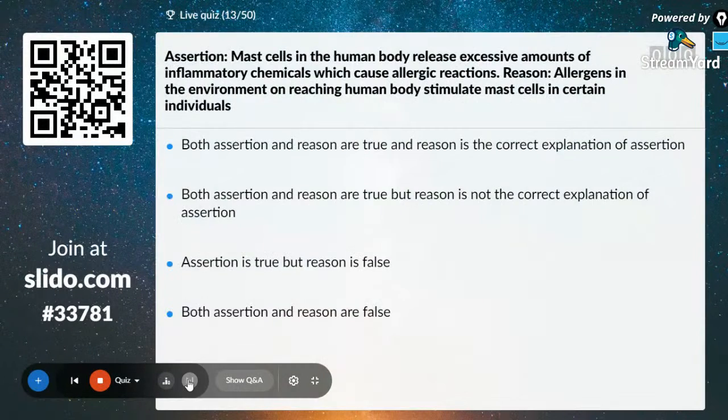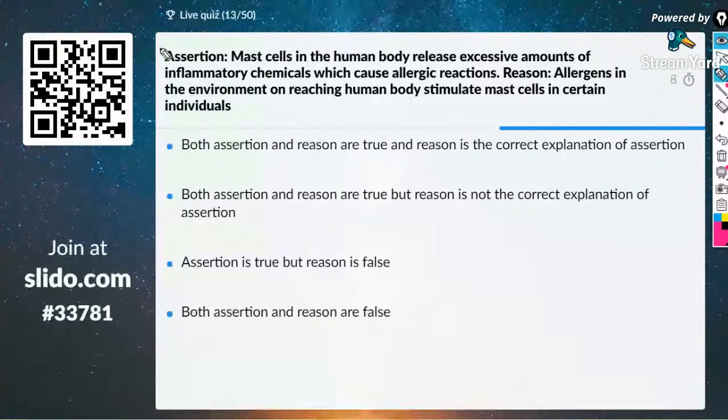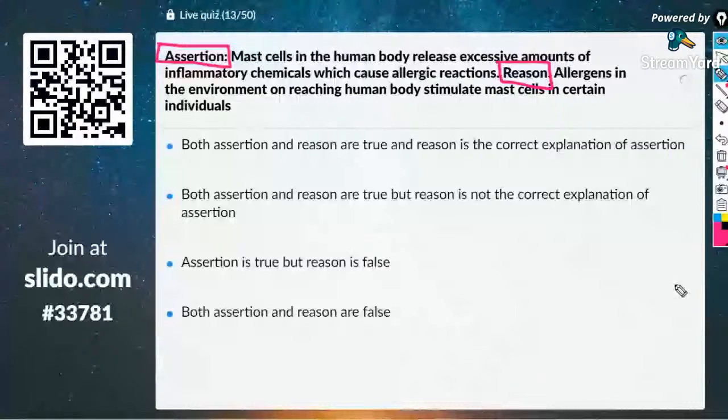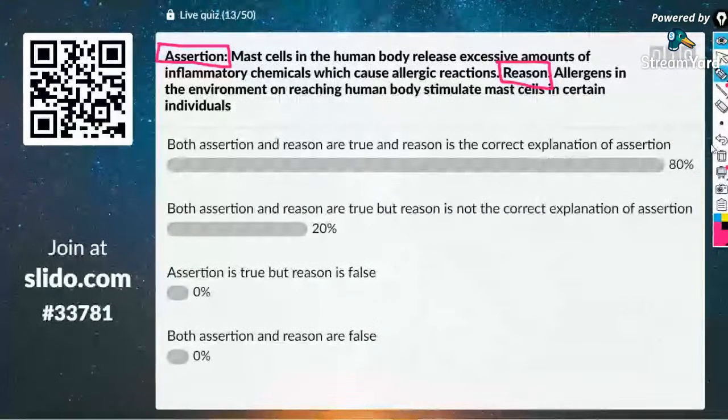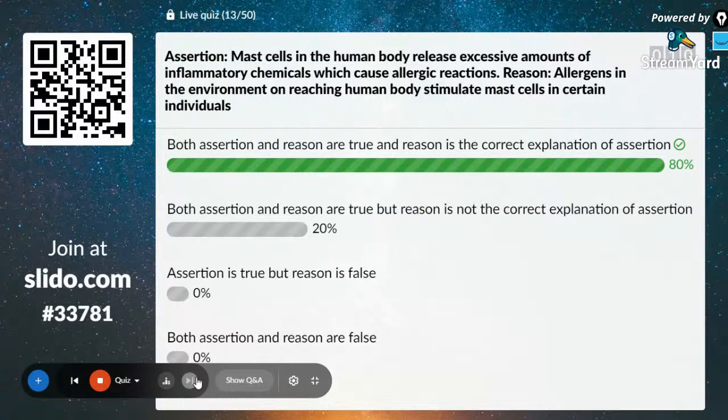Very important. Assertion: mast cells in the human body release excessive amounts of inflammatory chemical which can cause allergic reaction. And the reason is allergens in the environment on reaching the human body stimulate the mast cells in certain individuals. So assertion is one statement, reason is another statement. Perfect, guys. Option A. Both assertion and reason are correct, and reason is the correct explanation of assertion. Next one on the screen.